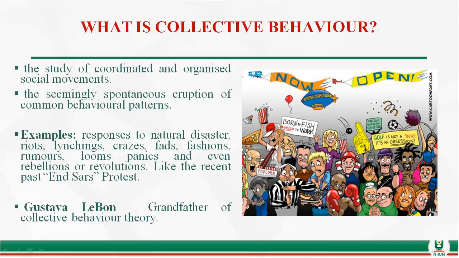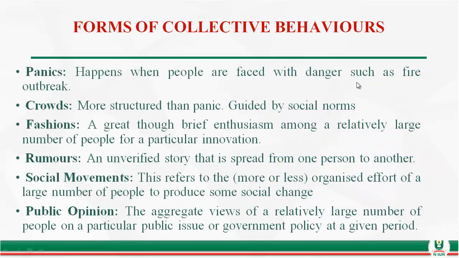All right, let's see the forms of collective behavior. There are different forms of collective behavior. First one here is panic. They're actually self-explanatory. Panic has to do with danger. When people are faced with danger such as fire outbreak, they tend to panic, and that fear pushes people to behave in the same manner.